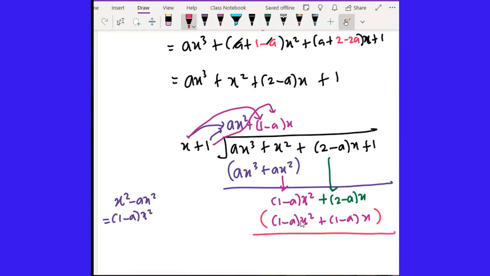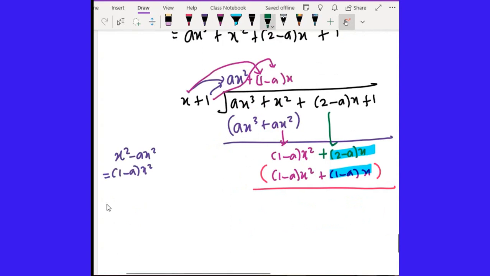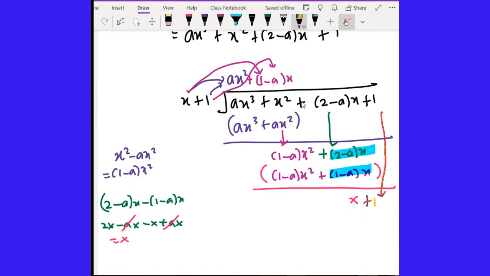The x squared terms cancel. On the side: (2 minus a) x minus (1 minus a) x gives 2x minus ax minus x plus ax, so the ax cancels and we get x. Bring this one down, plus 1. Now I want x here, so x times 1 gives x, and 1 times 1 gives 1. So we get 0.